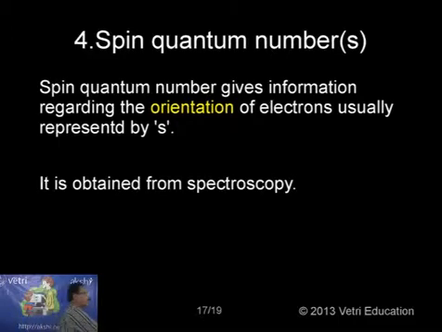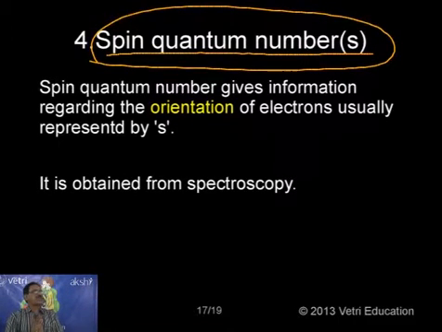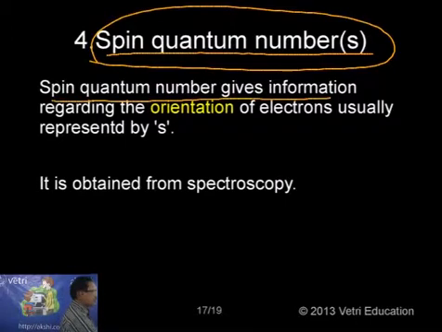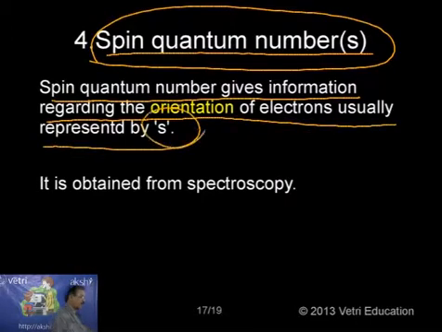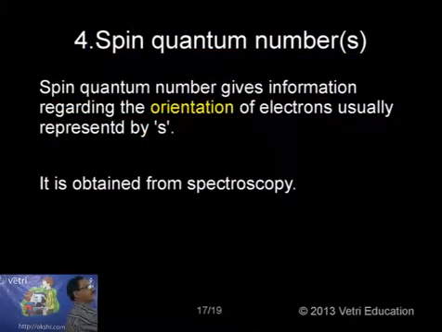Let me go for the next, the spin quantum number. This is the most important information I want to give. The fourth quantum number is obtained only from spectroscopy. That will be enough for you. The spin quantum number gives information regarding the orientation of the electron, usually represented by s. I have already pointed out it is obtained from spectroscopy.